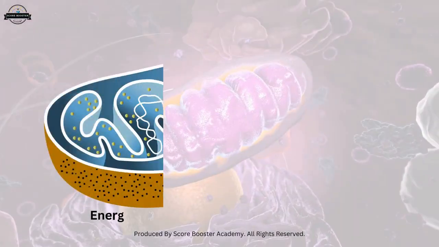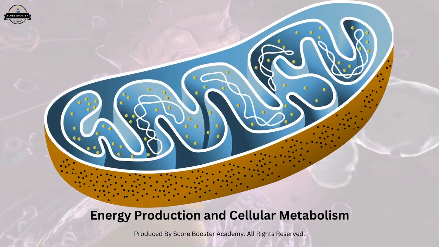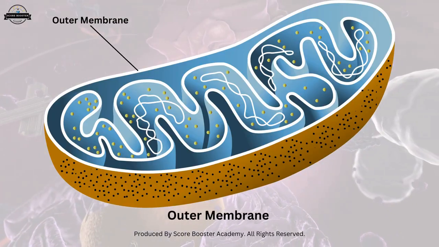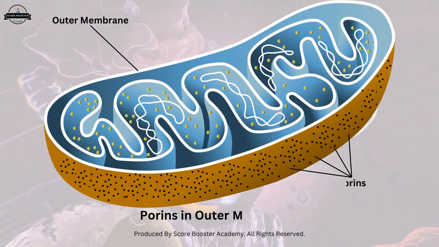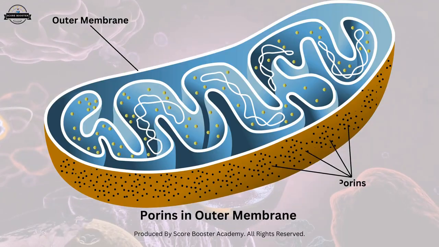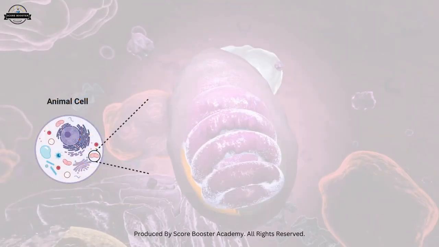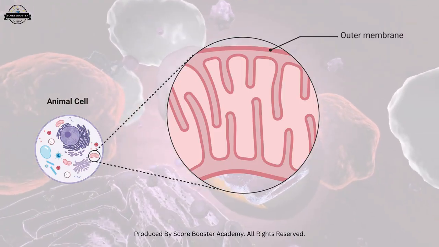Their unique structure enables them to perform essential functions related to energy production and cellular metabolism. The outer membrane of mitochondria is porous and contains various protein channels called porins. These porins allow the passage of ions, metabolites, and small proteins. The outer membrane also helps protect the organelle from harmful substances in the cytoplasm.